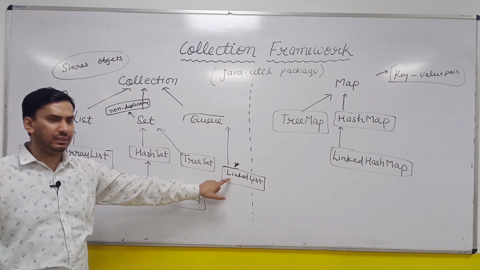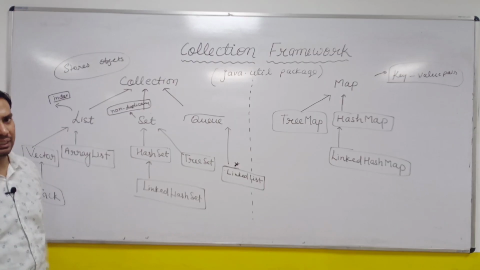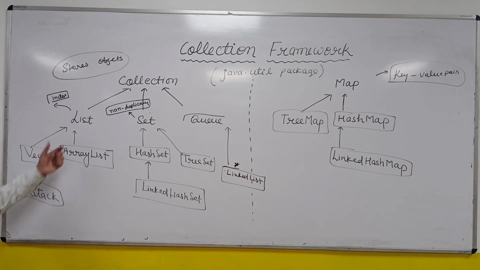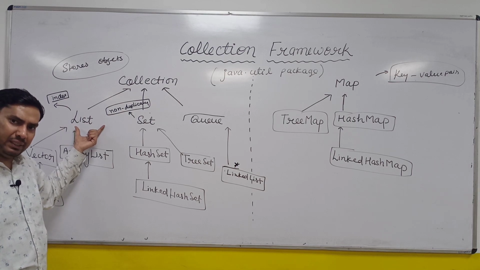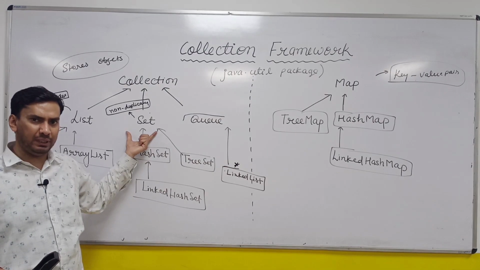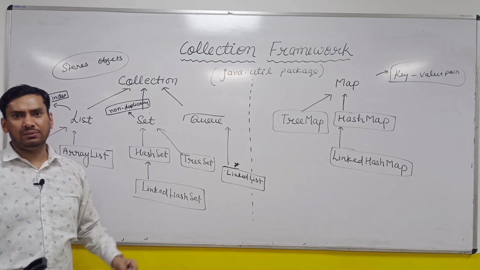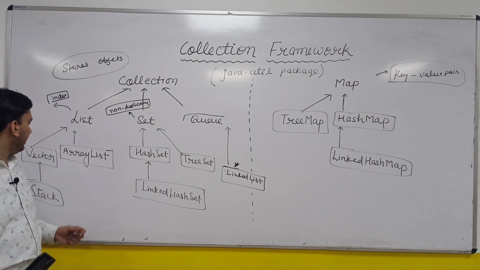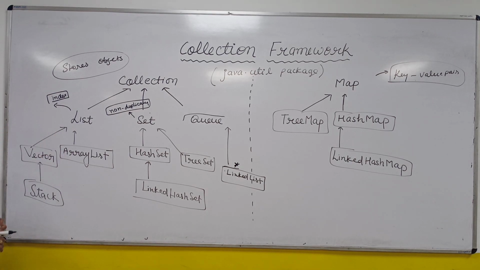So it inherits list as well as queue. So this is what the linked list is. I have explained the difference between them. List is indexing and ordering. Set is non-duplicacy. Queue is first in, first out. Right? Similarly, now list subclasses are there.